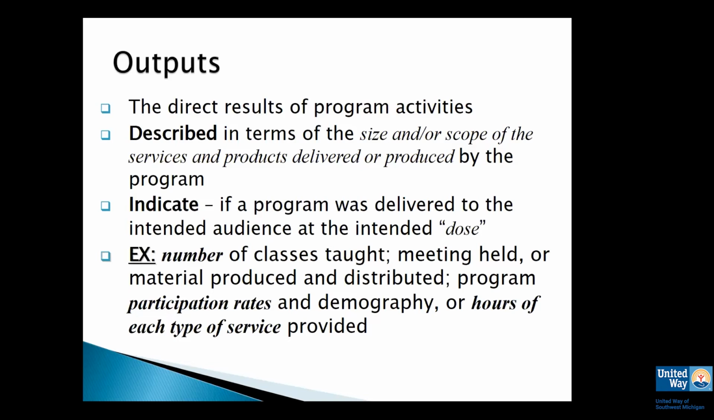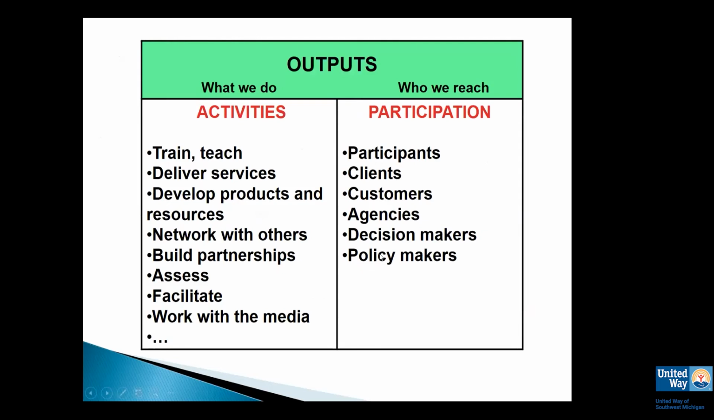But ultimately, what we are looking for is those outcomes, and those are the things that change. So a few more things about output. The activities are what we do and who we reach. These are terms that you can use when you're describing your activities. You can train, you can teach, you deliver services, you develop a project, you network with other people, you build these partnerships, all of that.